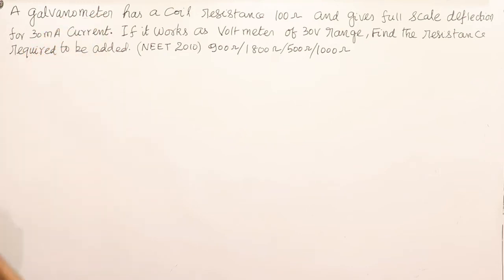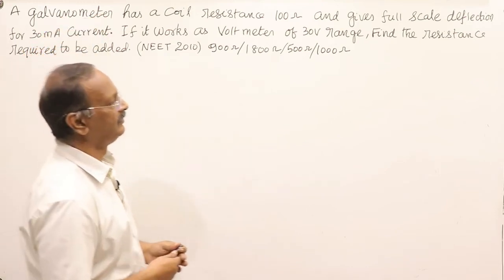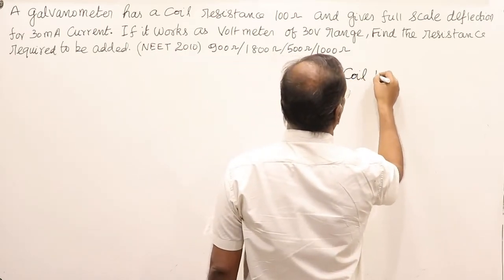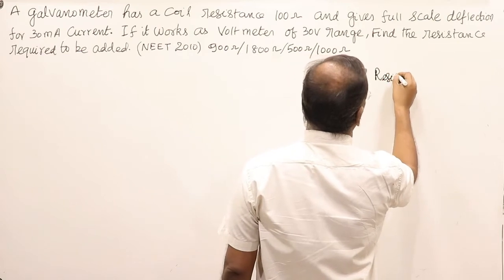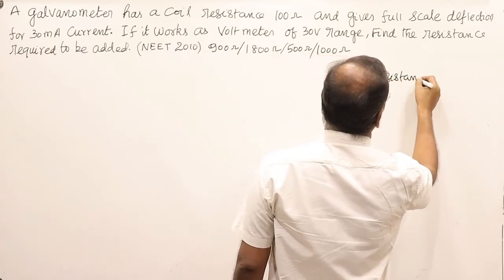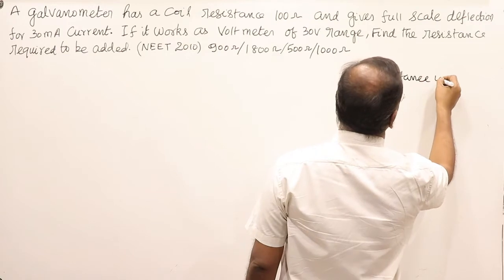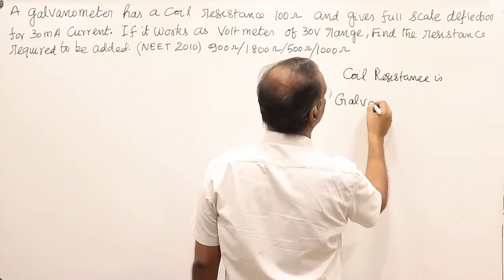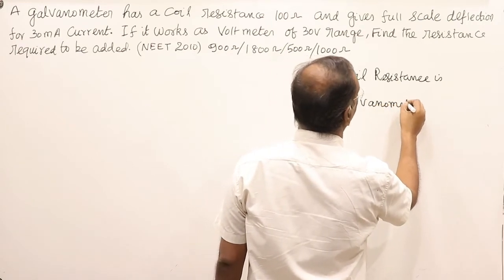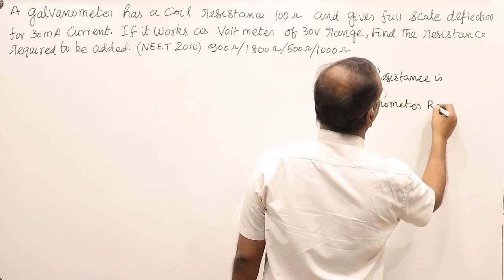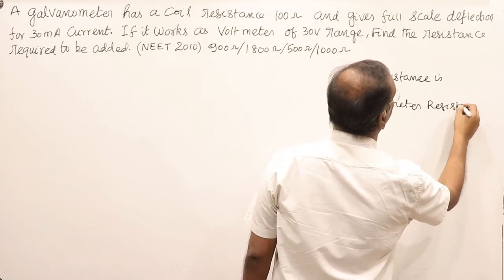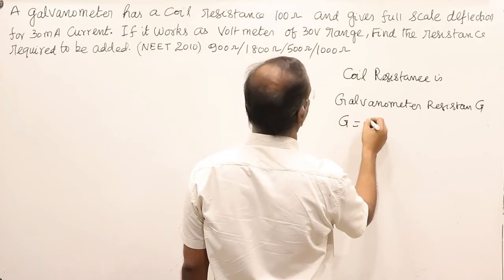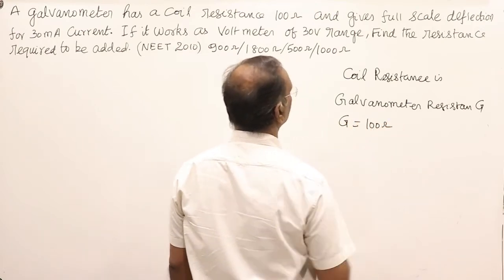A galvanometer has a coil resistance of 100 ohm. That is, coil resistance is nothing but galvanometer resistance G. Therefore, G is equal to 100 ohm.